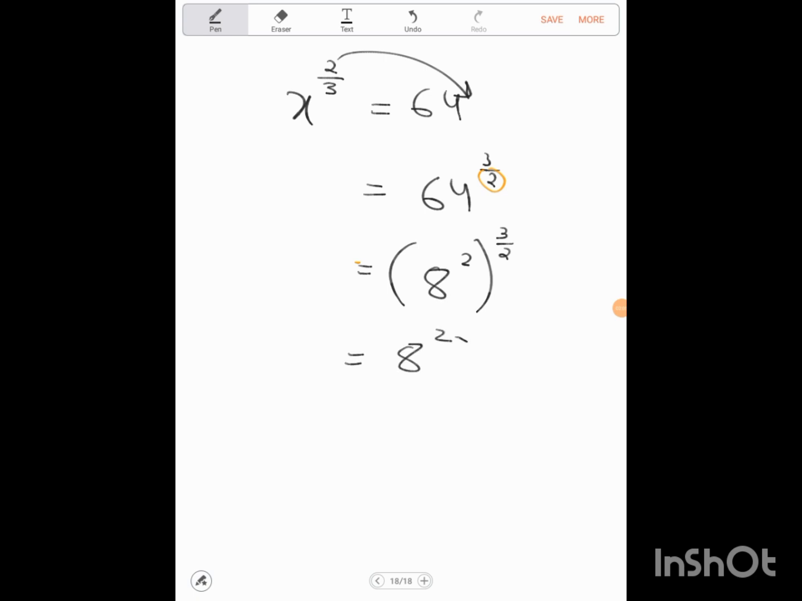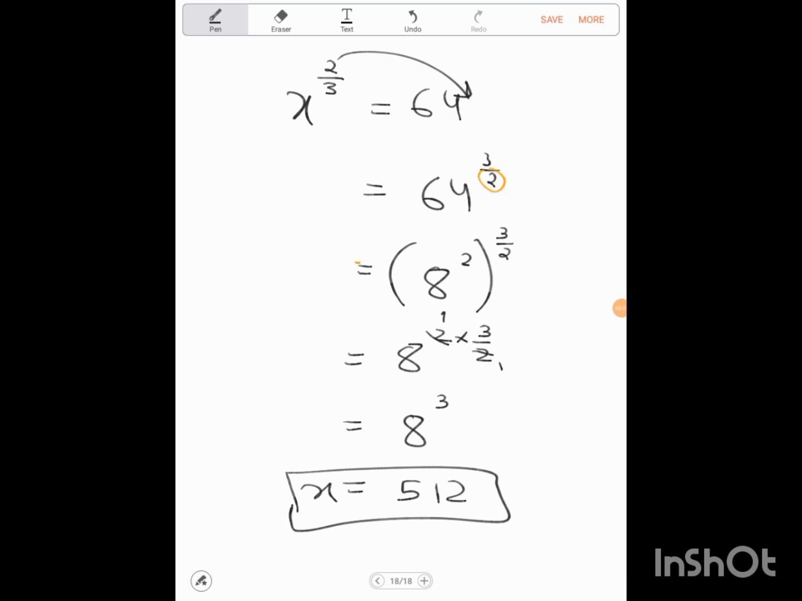So you are going to multiply the powers. This 2 is going to get simplified. So 8 cube is 512. So the value of x is 512.